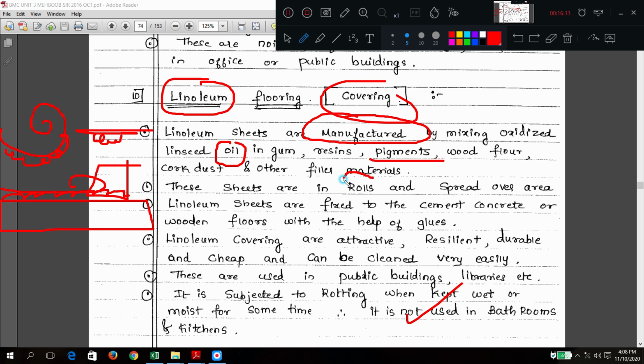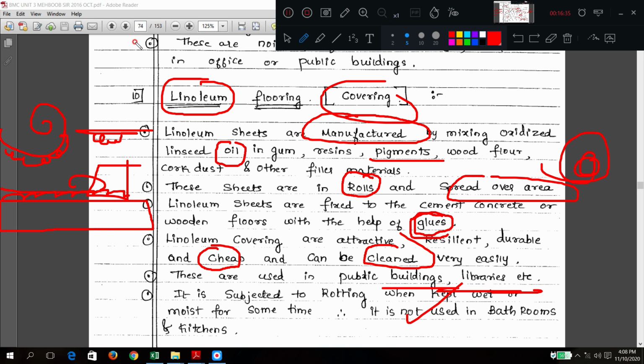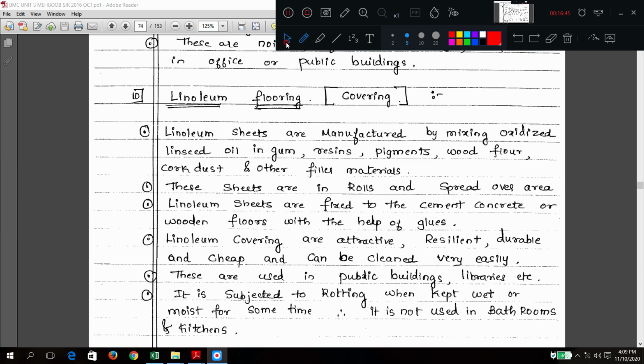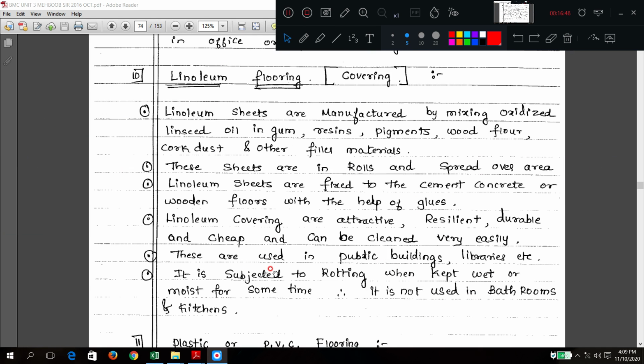Again they are coming in the form of rolls, spread over a larger area. Again, with the help of what? Same method, glues. With the help of glues, these are fixed on the surface. These are very cheap and can be cleaned easily. Generally these are adopted in public buildings. So rubber flooring is the same, linoleum flooring is the same, only the material is changed. There rubber is used, here linoleum is used. So the fixing methodology is the same. Glues are used.